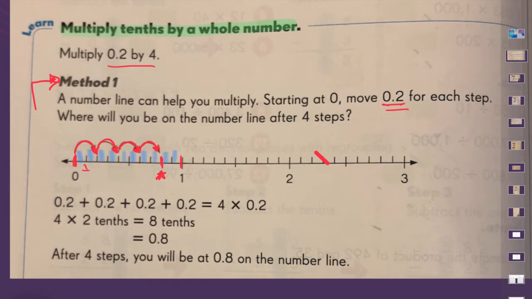We can even count it. Here would be 1/10, 2/10, 3/10, 4/10, 5/10, 6/10, 7/10. Here we are at 8/10. And we can also see that 2/10 plus 2/10 plus 2/10 plus 2/10 equals 8/10. And we would write that 0.8 because the first decimal place after the decimal point is the tenths place. So after 4 steps, you would be at 0.8 or 8/10 on the number line.